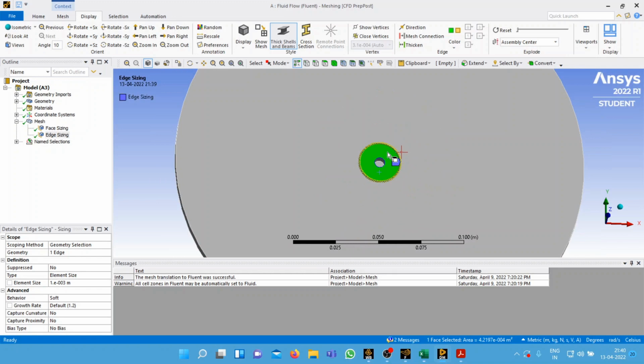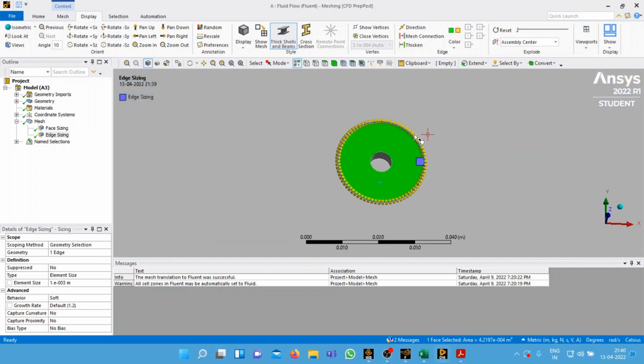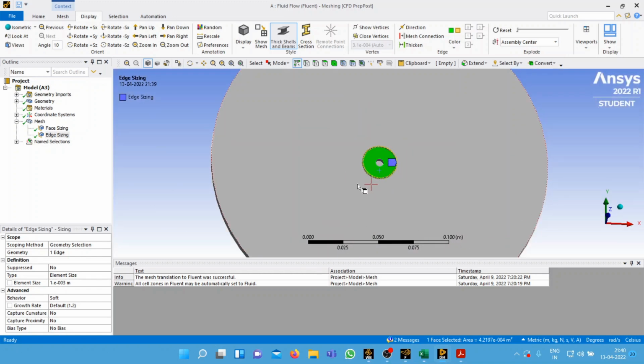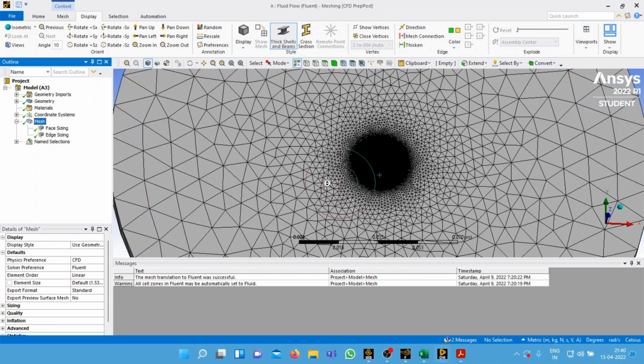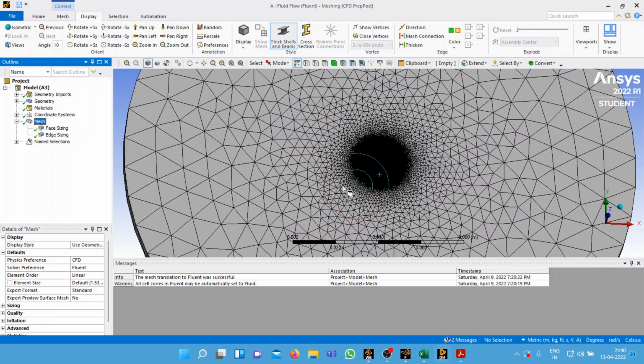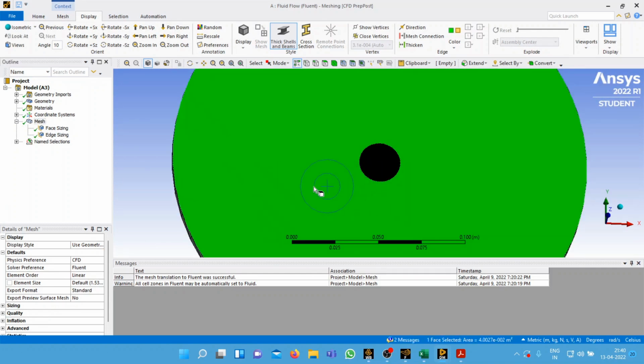I have provided only these two things in the mesh, and the remaining is default mesh. So when I ran the mesh, it produced this surface.